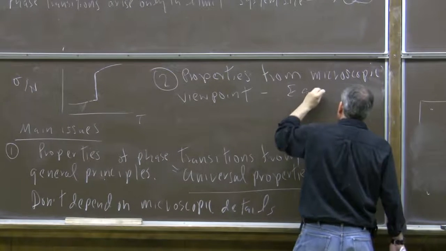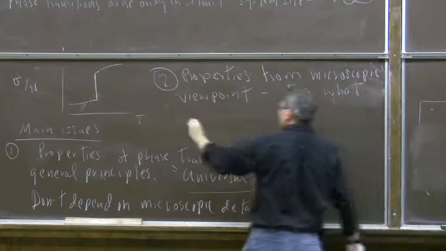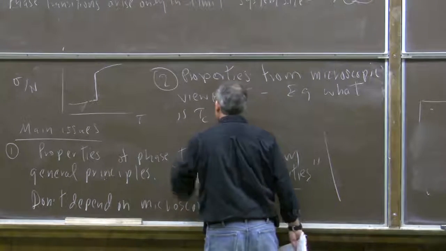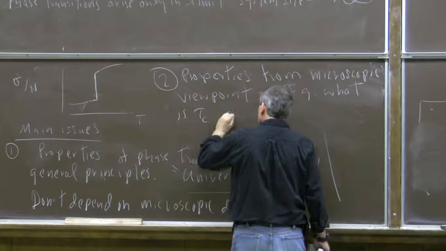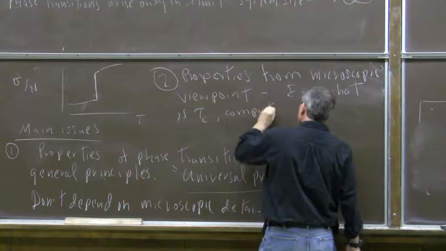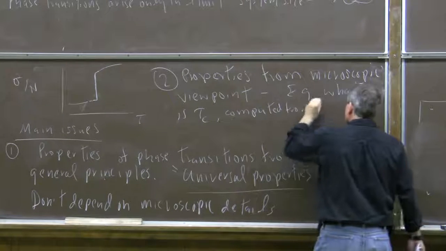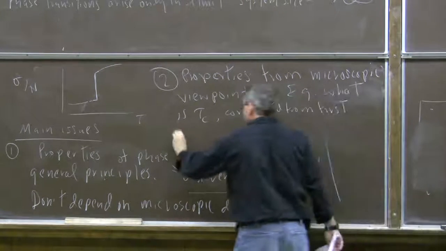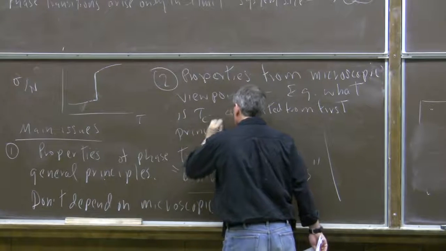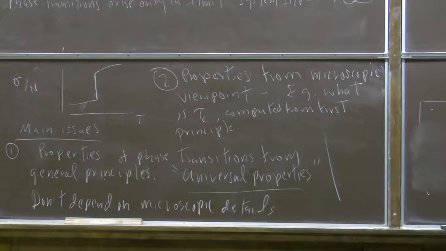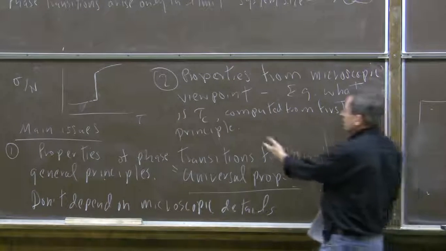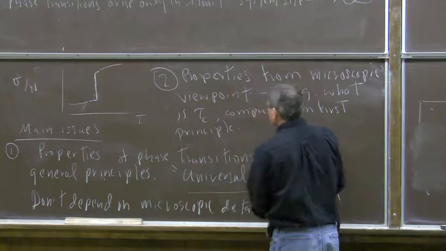For example, what is the critical temperature, tau sub c for critical, computed from first principles? In other words, can we, in the case of water, based on some description of the material microscopically, that it's made of hydrogen and oxygen with given chemical interactions, compute the temperature at which it freezes or boils?